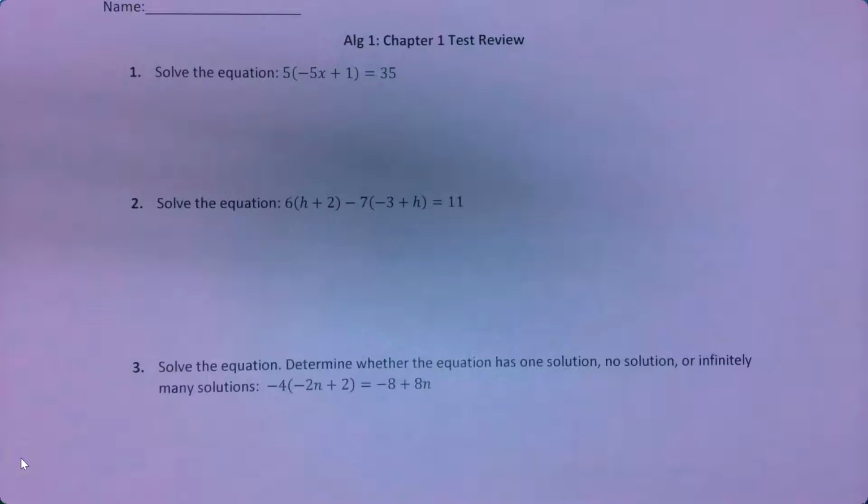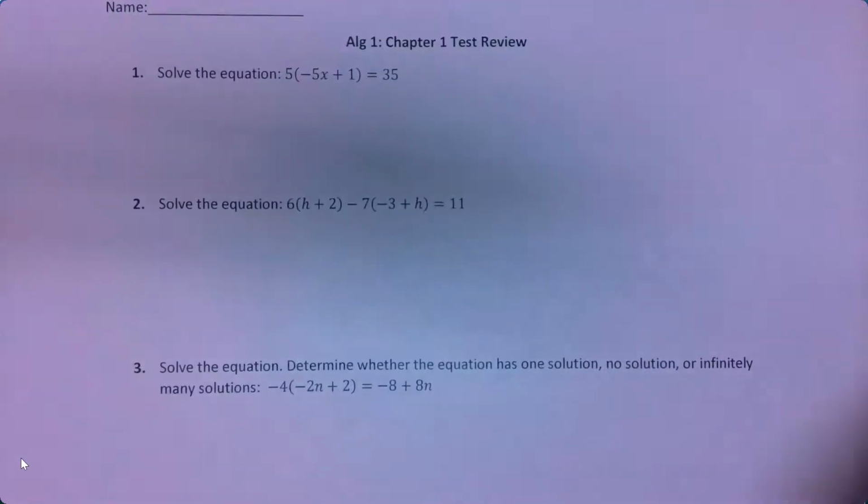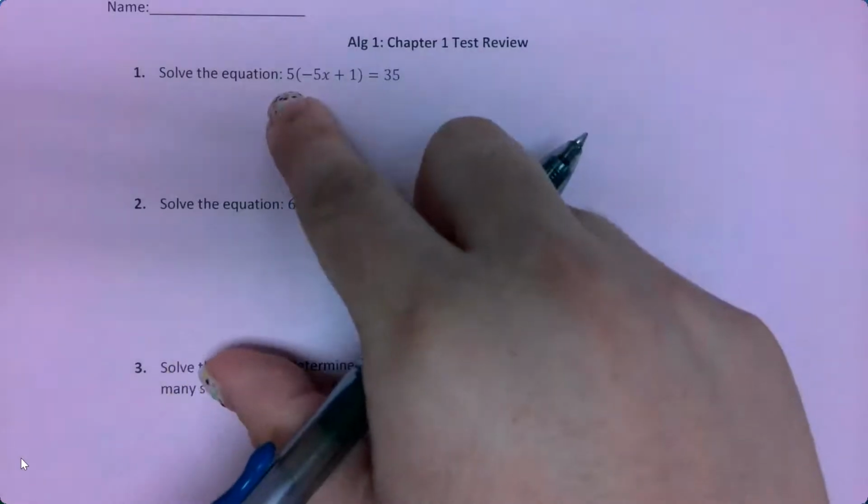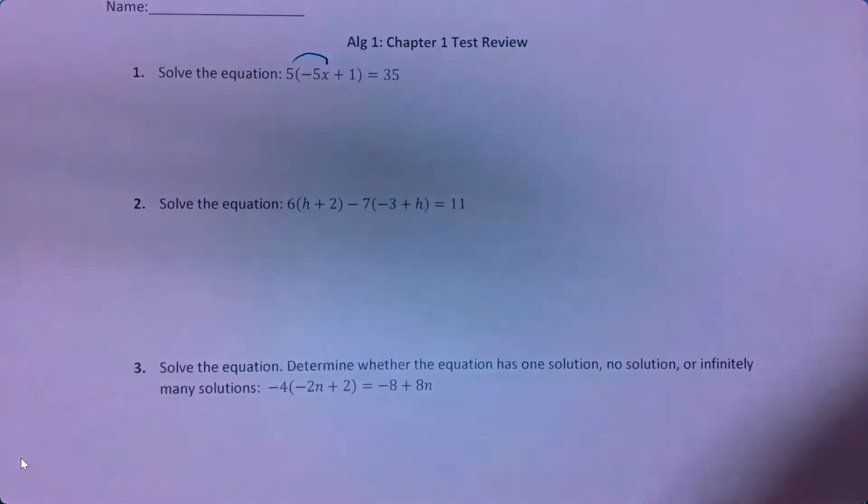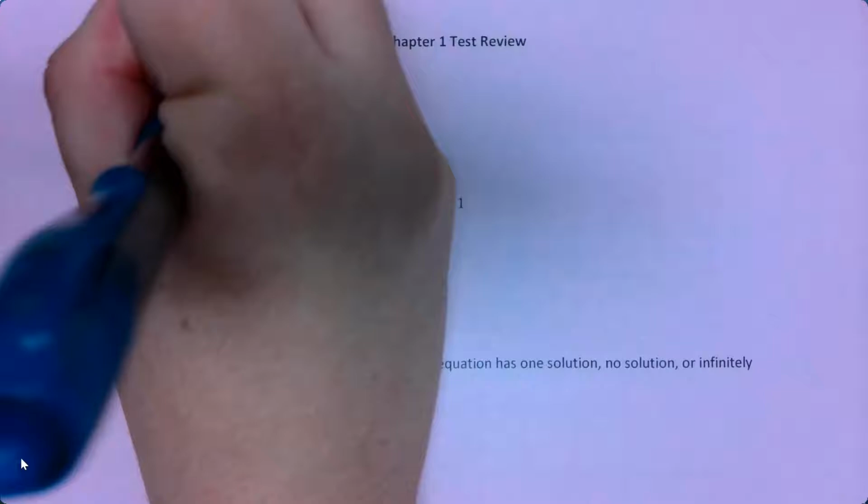Okay, so I am going to work through the Chapter 1 test review. The first one wants me to solve the equation. There are two ways I can do this. I can either distribute the number first out front, or I can divide both sides by that. I'm going to choose to distribute it, so I'm going to take that 5 and multiply by the negative 5x. It's going to give me negative 25x.